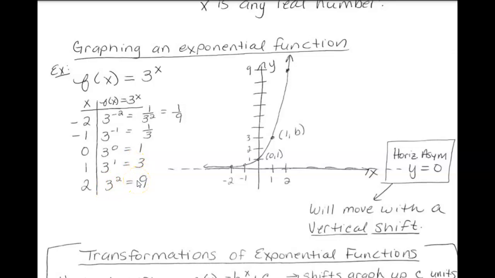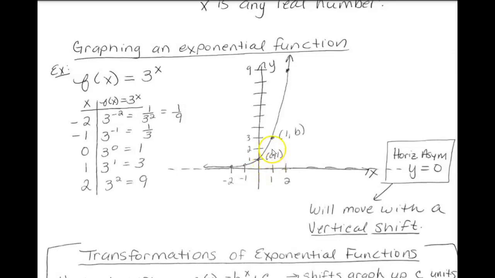So if I plot those 5 points on a graph, at -2, we're at 1/9, which the decimal is like 0.1111, so barely above the x-axis. At -1, we're at 1/3, a little bit higher. At 0, we're here at 1. I labeled that 0, 1 because that's always going to be a point no matter what the base is, right? Any number to the power of 0 has to be 1.